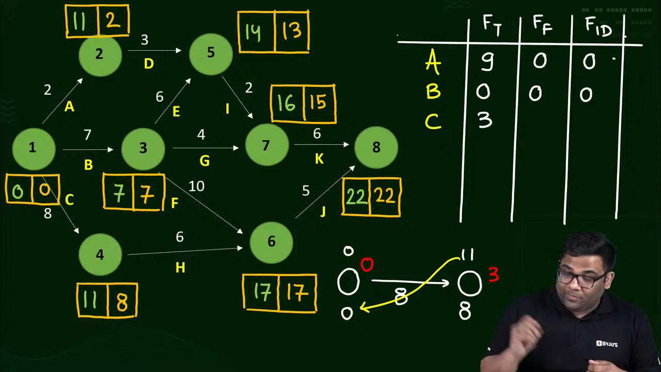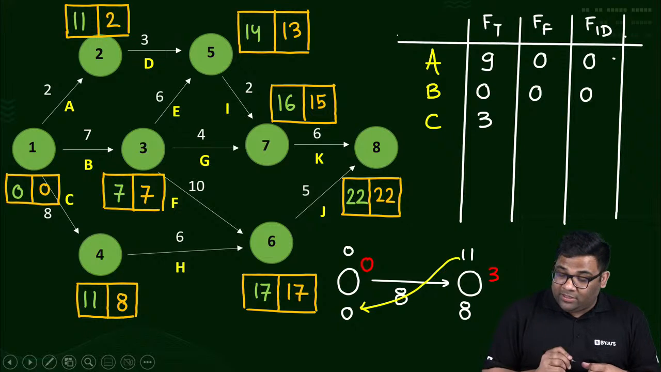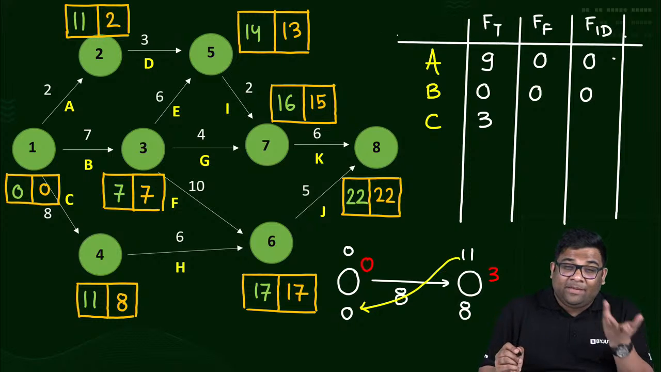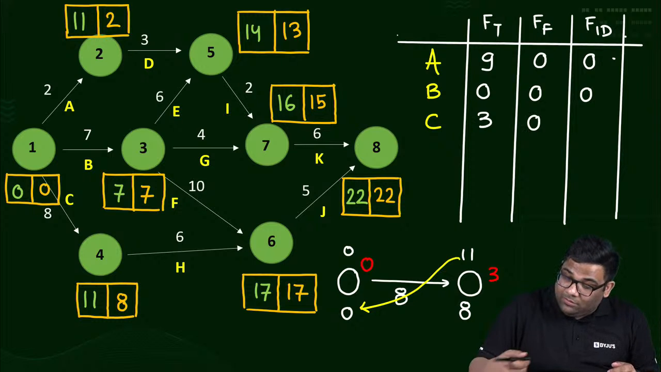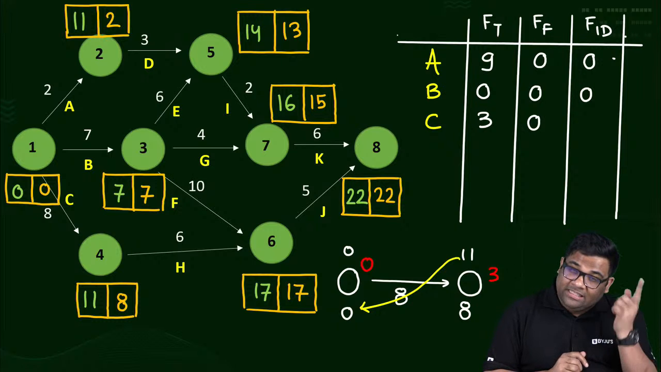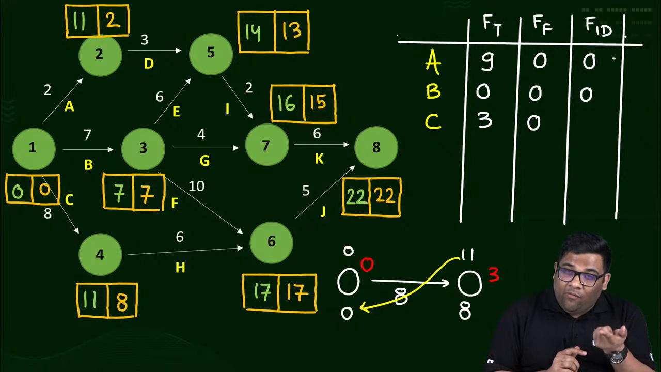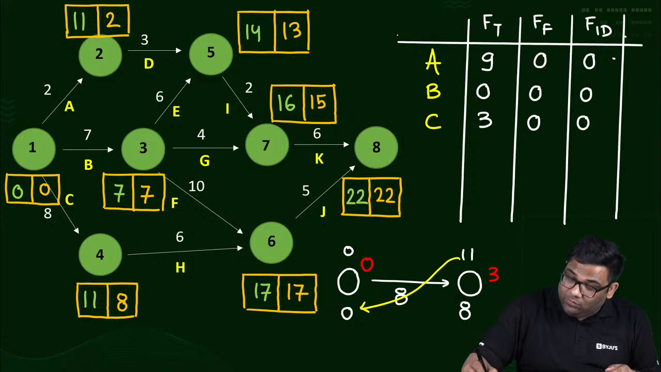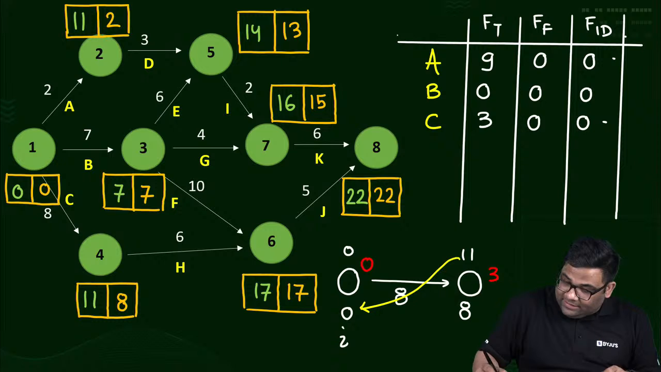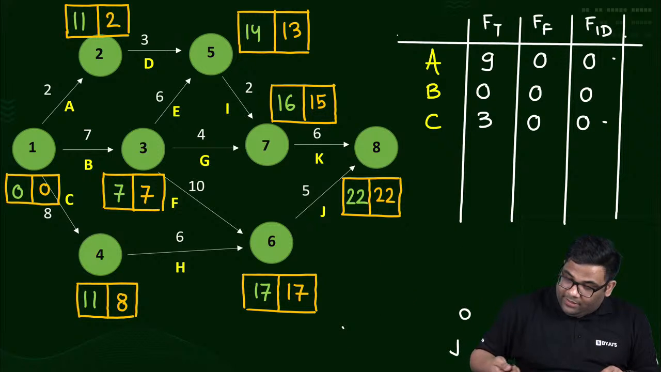Then your free float is what? Total float, that is 3, minus the slack of head, that is 3. 3 minus 3 is 0. Yes. Then what? Independent float is what? Free float, that is 0, minus slack of tail, that is how much? 0. Understood? See, this is I, this is J. Yes. Next, for D1.